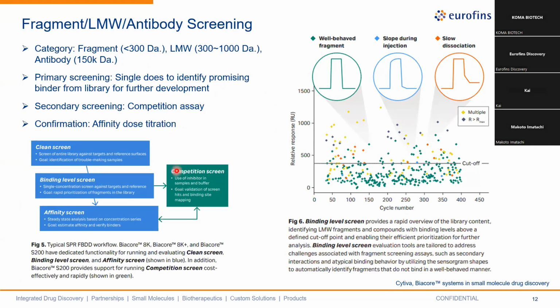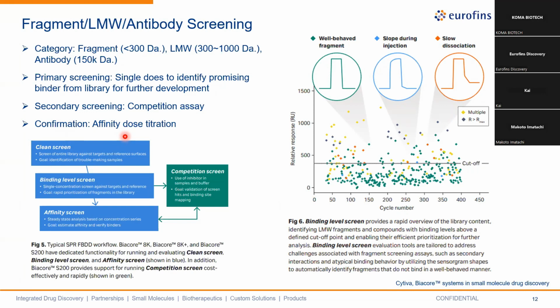This is an illustration of fragment library screening. First, you do the primary screening, which is a single dose. You fix the concentration of the fragment library, which is probably 2,000 to 3,000 fragments, and then you screen at a single dose to see which ones have a higher signal. Then, when you select the higher signals, you do multiple doses for affinity titration to determine KD and the K on and K off rates.